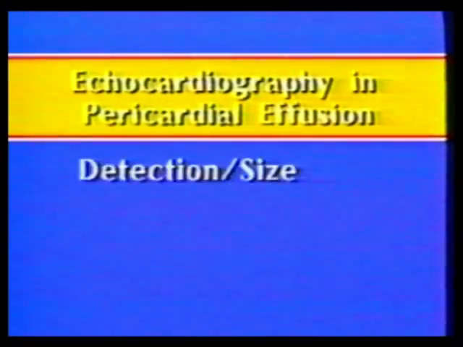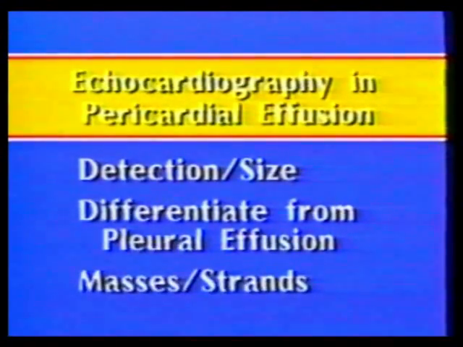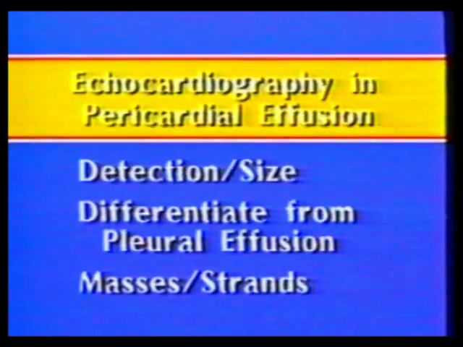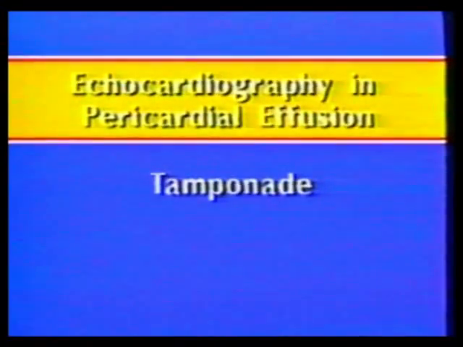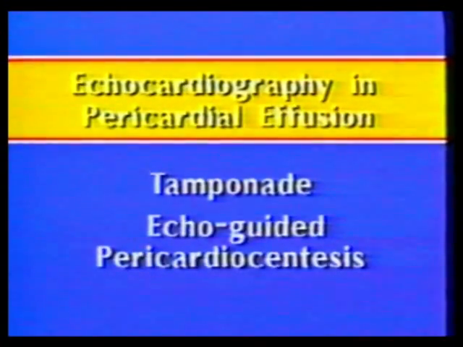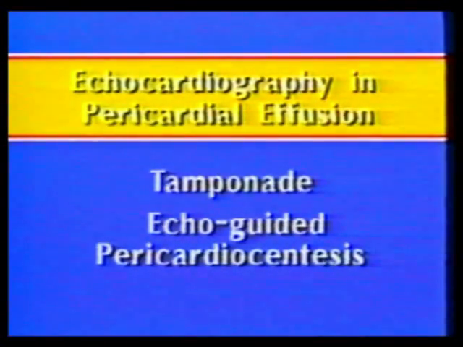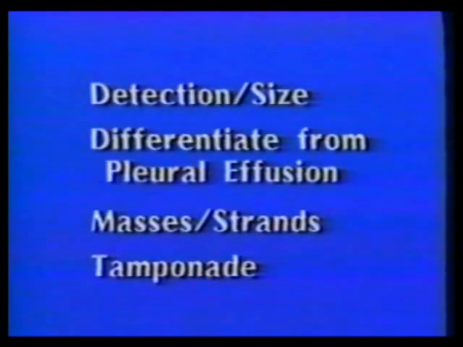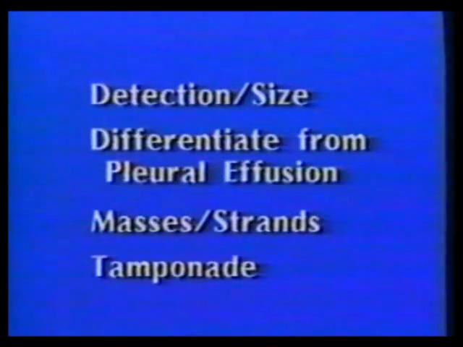Echocardiography is routinely used to detect pericardial effusion and to determine the size of effusions. Pericardial fluid can be clearly differentiated from pleural fluid. Associated masses and strands within the pericardial space can be delineated, and 2D and Doppler echo allow diagnosis of cardiac tamponade. Once diagnosed, tamponade is most safely relieved by echo-guided pericardiocentesis. During this program, we will discuss the first 4 applications. Echo-directed pericardiocentesis will be discussed on tape number 12.